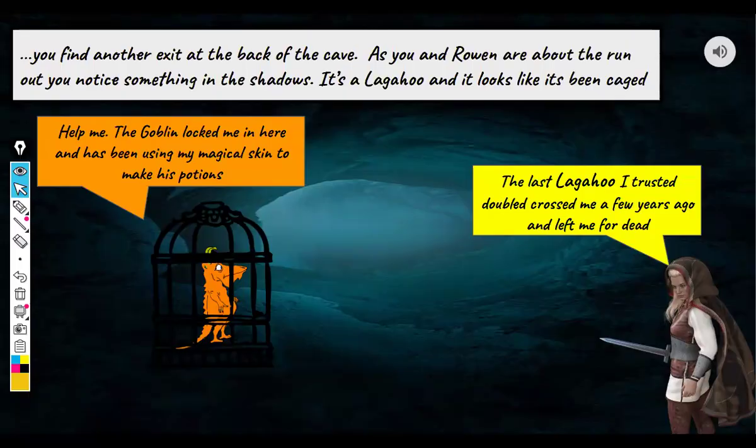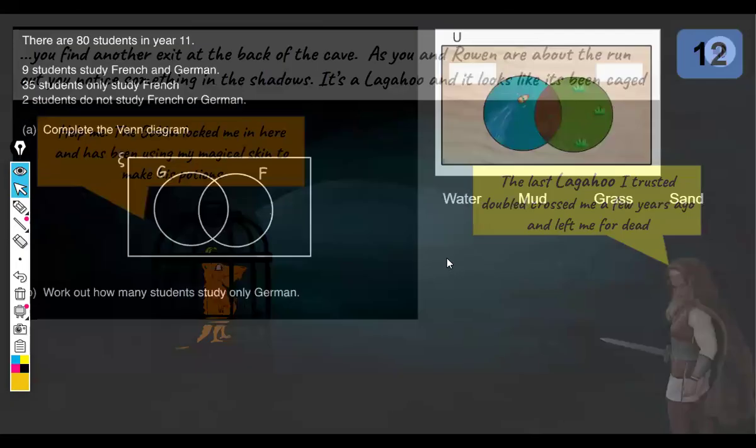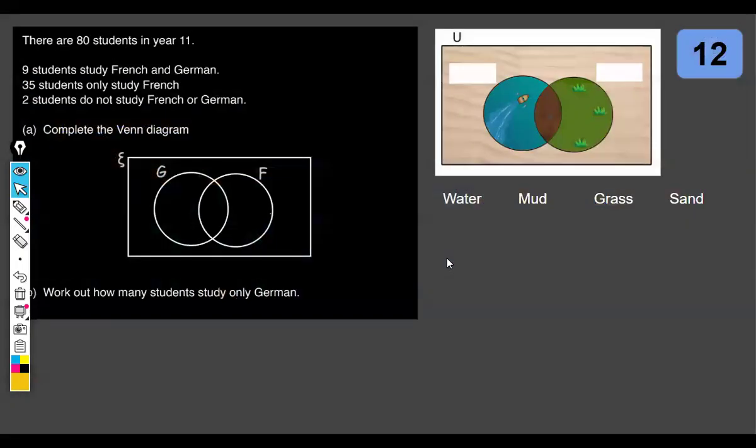Well, we can't be too judgy, right? Maybe not all lagger-whoos are the same, right? Maybe some lagger-whoos can be trusted and some cannot be trusted. So I have a good feeling that we're going to go with our heart and free him. But we'll see how that goes.